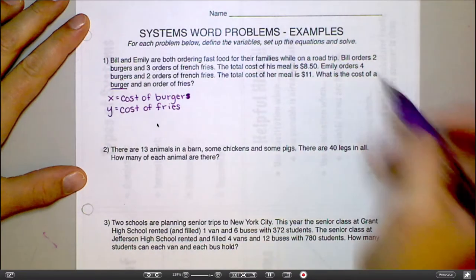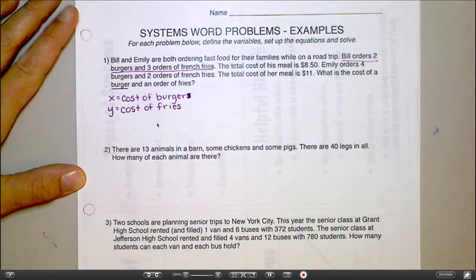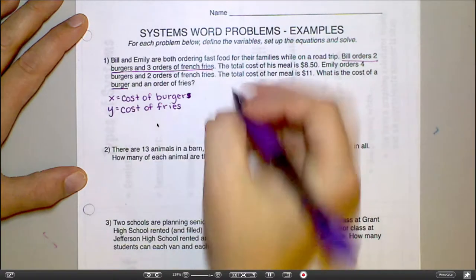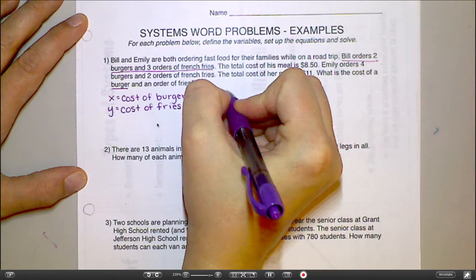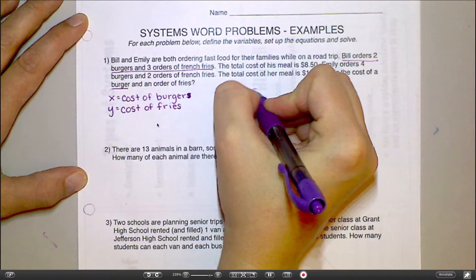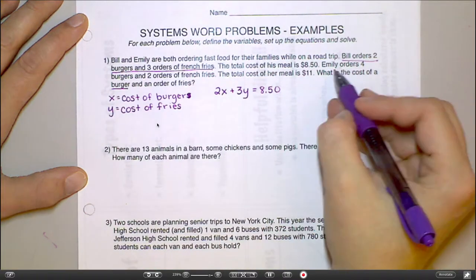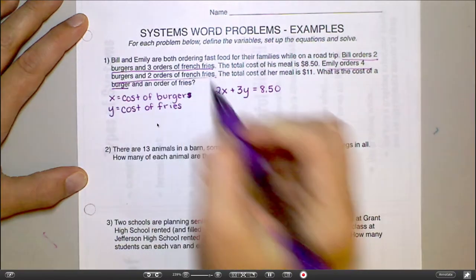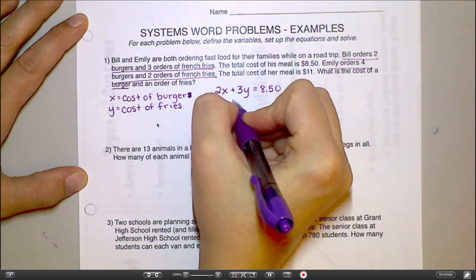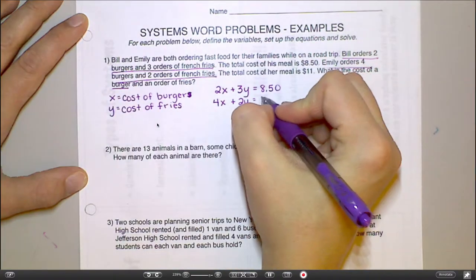So let's see who's first here. Bill. Bill is ordering 2 burgers and 3 orders of fries. How am I going to write an equation that shows that? 2 burgers, 3 orders of fries: 2x plus 3y equals 8.50. And then Emily orders 4 burgers and 2 orders of fries. So hers is going to be 4x plus 2y equals $11 for her.